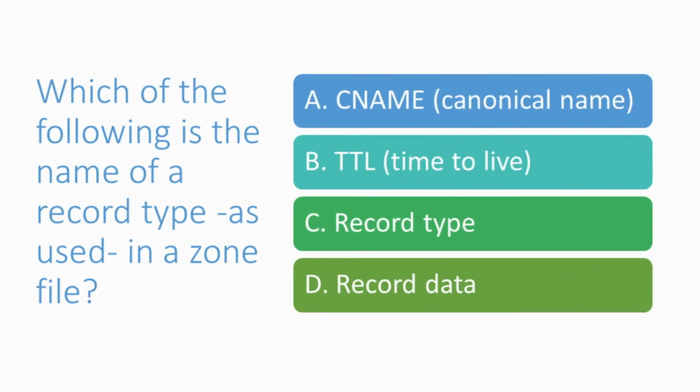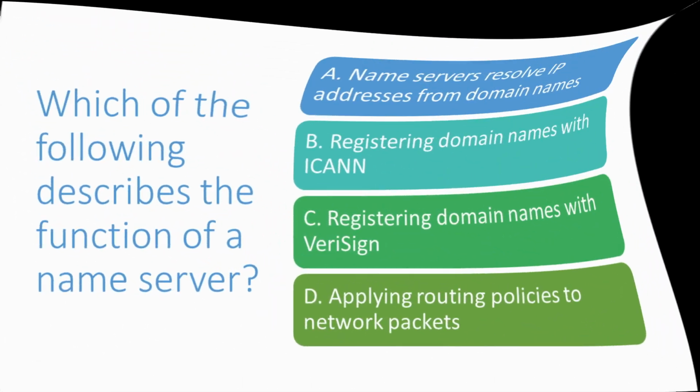Which of the following is the name of a record type used in a zone file? Options we have: A. CNAME, canonical name. B. TTL, time to live. C. Record type. D. Record data. Correct answer for this question is option A, CNAME, which is known as canonical name. On the other hand, other options like TTL, record type, and record data are all configuration elements, not record types. Let's talk about next questions.